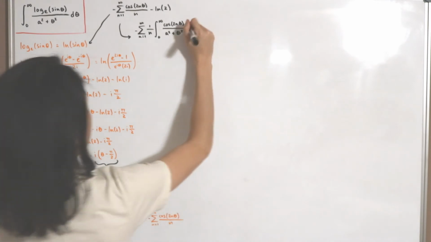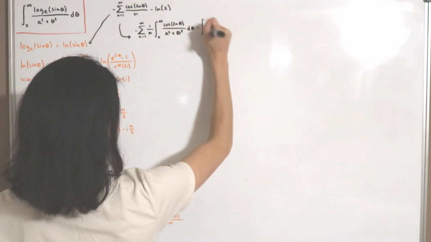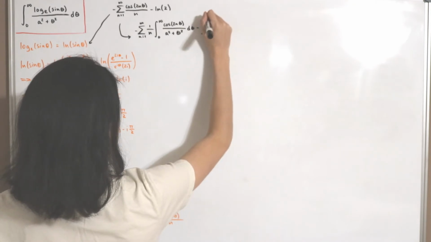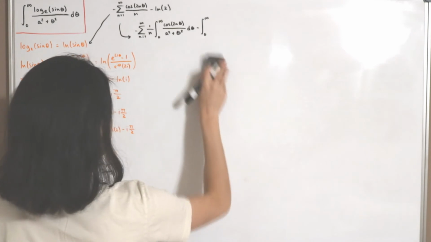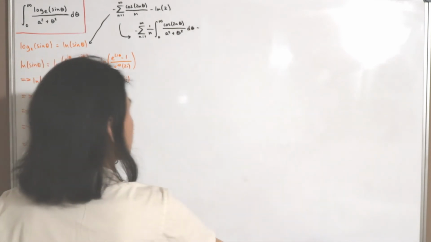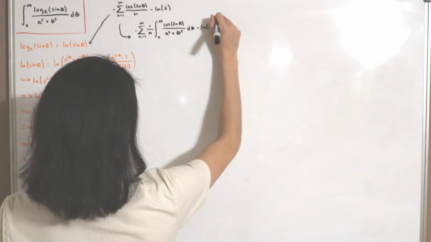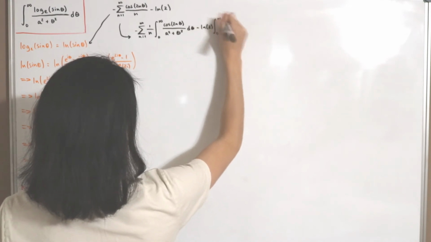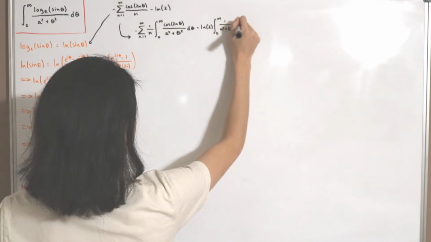And then we'll d theta, but also subtract that with our natural log of 2. So this is the integral from 0 to infinity of, well, okay, natural log of 2 is a constant, so really I can just move this outside. So the natural log of 2, and then our integral from 0 to infinity of 1 divided by a squared plus theta squared d theta.